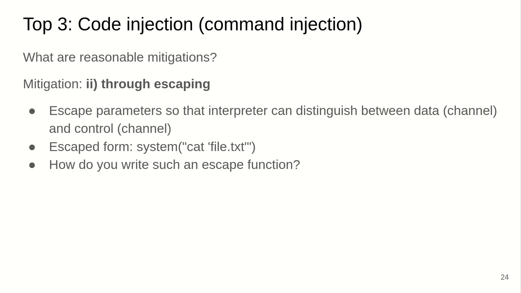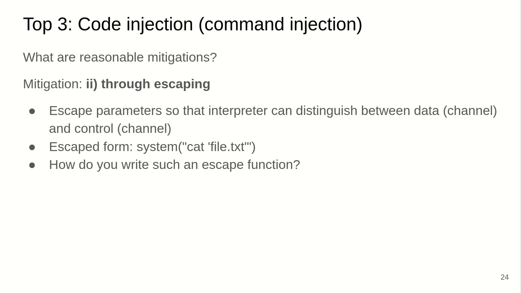You could look at escaping. You'll have to escape parameters so that the underlying interpreter, here the shell in this case, can distinguish between the data channel and the control channel. For example, cat quote file.txt end quote, right? So we would be constraining the file name to the minimum amount here, and make sure that it cannot contain additional code. So we would separate the data channel and the code channel.